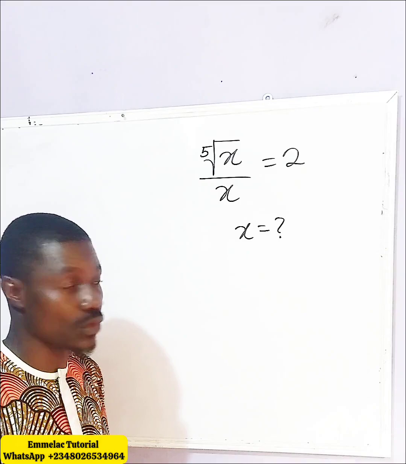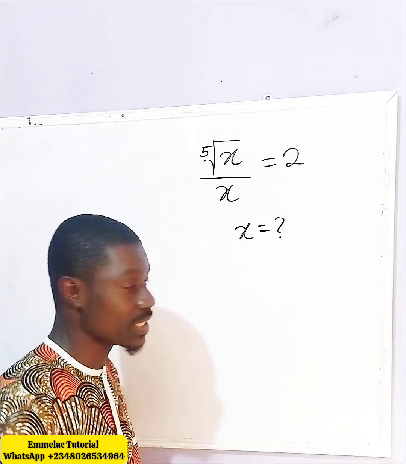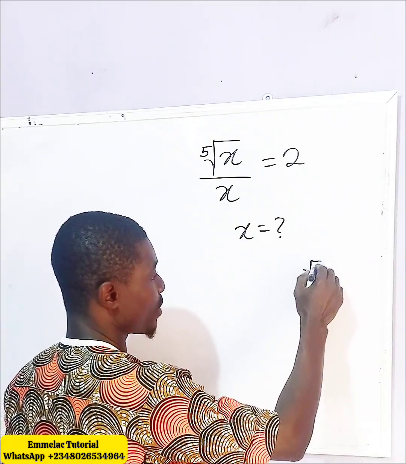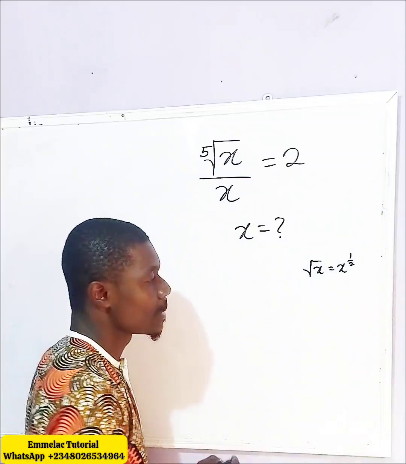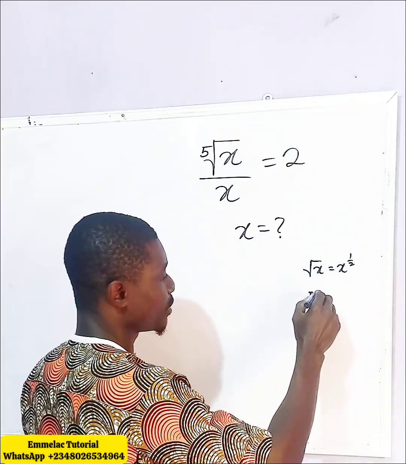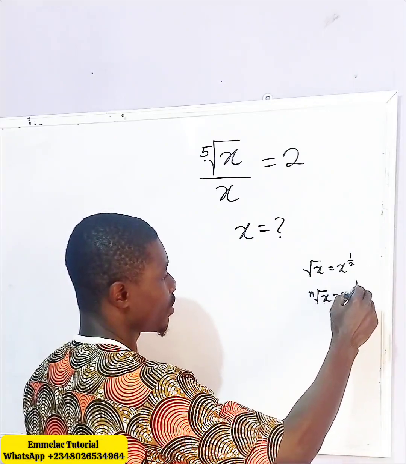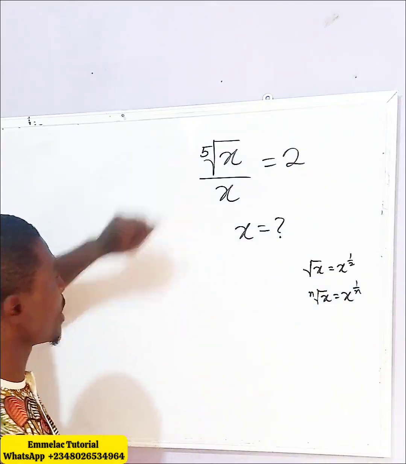Now first of all, let us recall that for you to change a square root of a number to an index, if you have the square root of x, same thing as saying x raised to the power 1 over 2, right? Now if you have the nth root of x, this is same thing as saying x raised to the power of 1 over n. Alright, so let us apply that rule here.